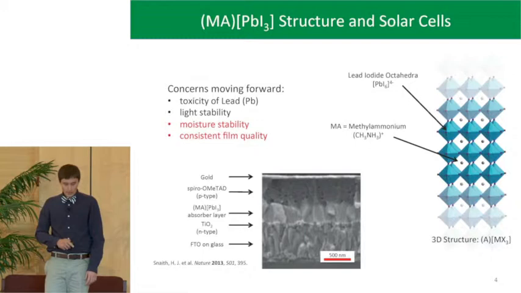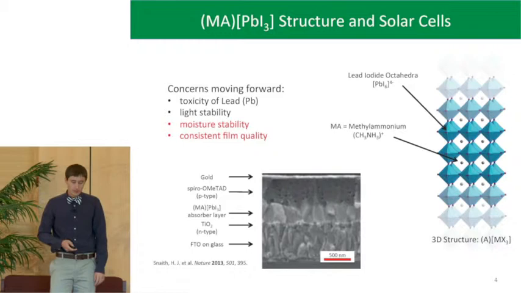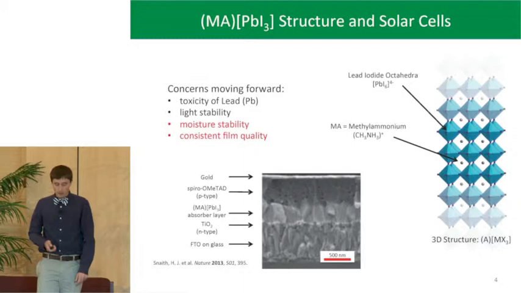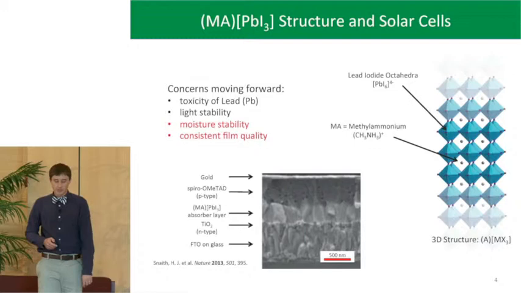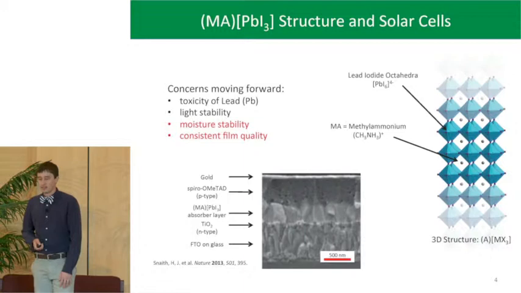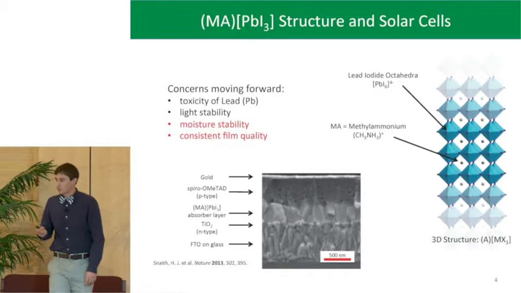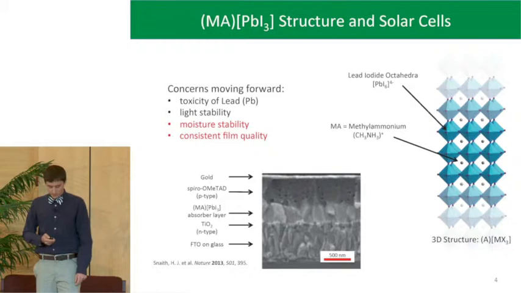However, it's not perfect. There are some concerns that we have to address before we move forward with it. One is the toxicity of the lead, especially for a material that is slightly water soluble. And then the stability of the material, both to light and to moisture. So the light issue Hema talked about earlier, we could see segregation of iodide in the material, potentially decomposition. We don't really know too much about that right now. The moisture stability, though, is really apparent in the laboratory. If you leave a film out, it'll convert fairly quickly.